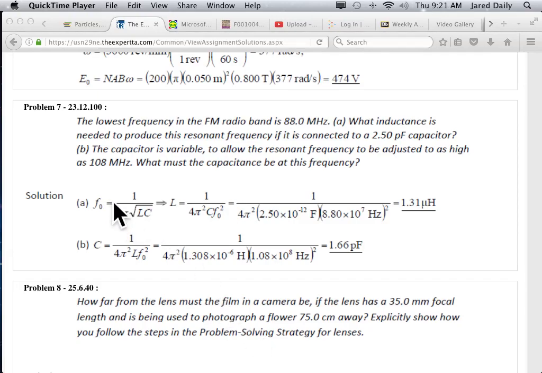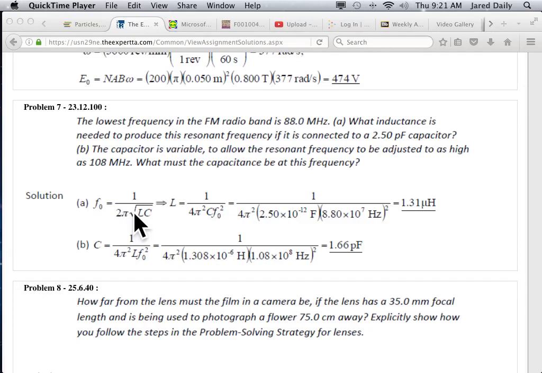The equation for that in an LRC circuit is the natural frequency or resonant frequency f sub 0 is 1 over 2 pi times the square root of the inductance times the capacitance. They've given us everything in this equation except for the inductance. So we need to solve this equation for L, and when you do that, this is the equation you get.